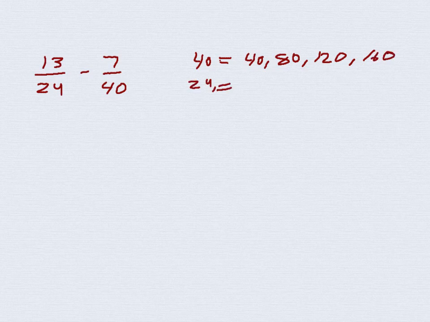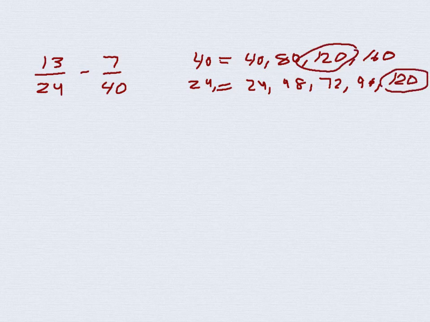24s. So 1 times 24 is 24. 2 times 24 is 48. 3 times 24 is 72. 96. And then 120. So now we have a denominator that works for both. The other method, 40, break it down to primes.